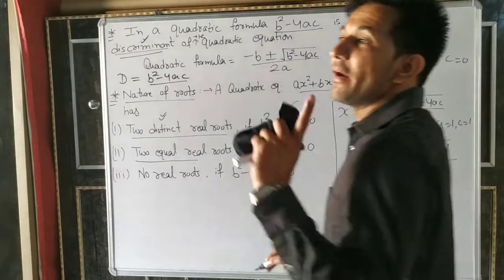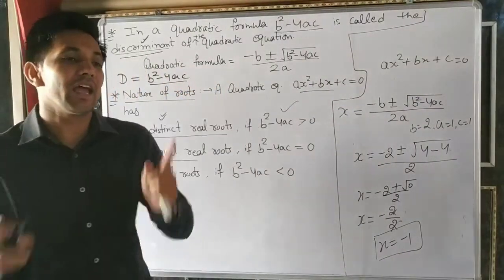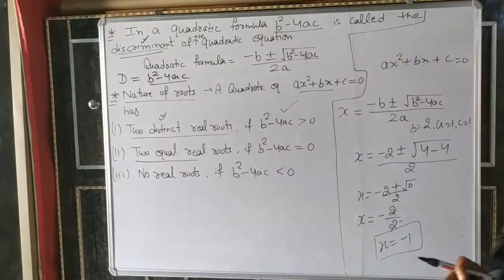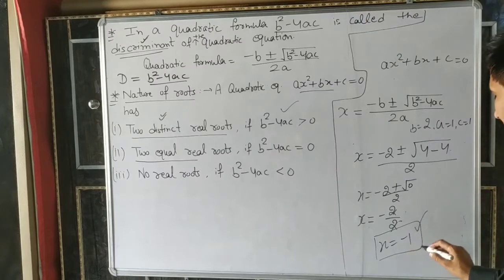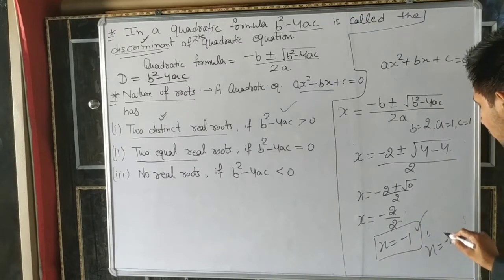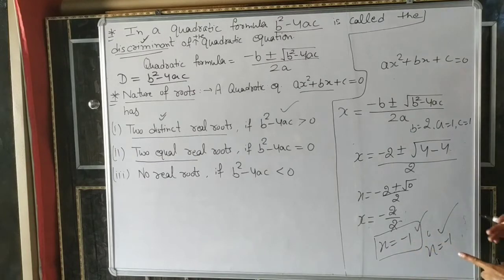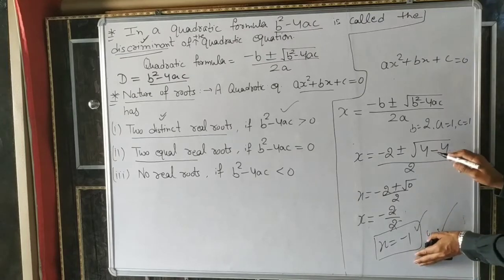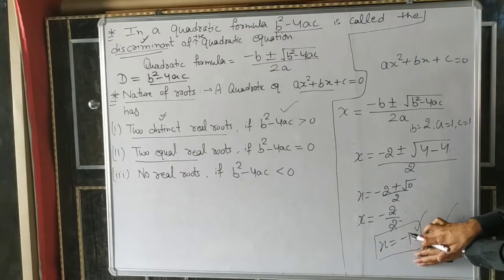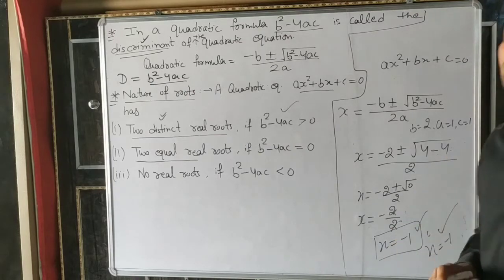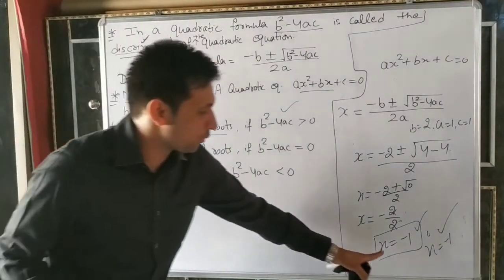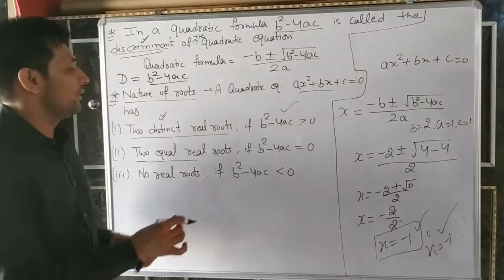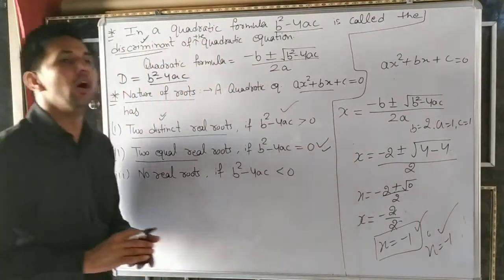But we know, everyone knows, a quadratic equation always has two roots. So it means the first is x equals minus 1, and the second one is also x equals minus 1. Both roots are x equals minus 1 and x equals minus 1. So when b square minus 4ac is 0, we get two equal roots.